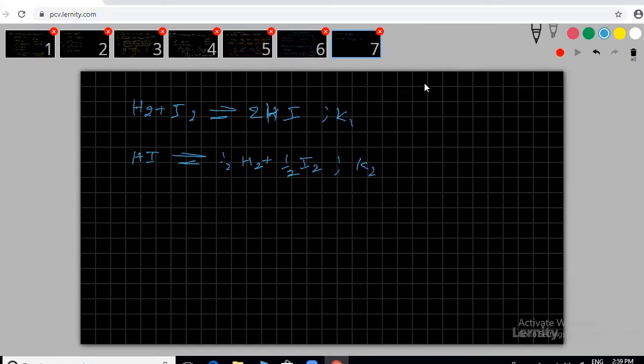K2 equal to 1 by root K1. Correct? I think so. This is K1, you can write. But K2 is the reverse of its above one. Correct? So reversing means 1 by K2. But I divide with respect to half. The divide means you will get the whole power 1 by 2. Is it correct? K1 equal to... Is it correct or not? Let me know that one.